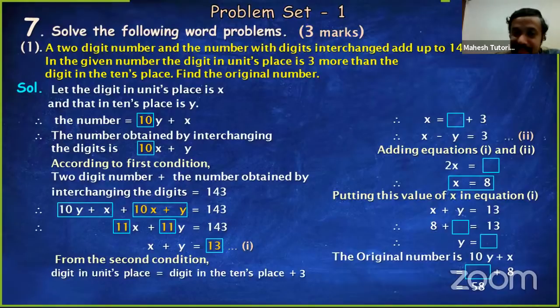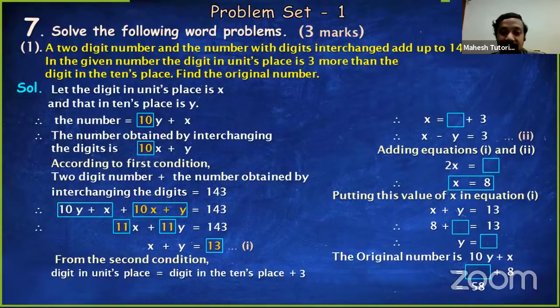I hope so. अभी तक जो blank boxes हमने fill किया है, it is quite clear to everyone. Moving further, students. Now from the second condition. Second condition, they have already written a line, students. Look at the line very carefully. Digit in units place is equal to the digit in tens place plus 3.